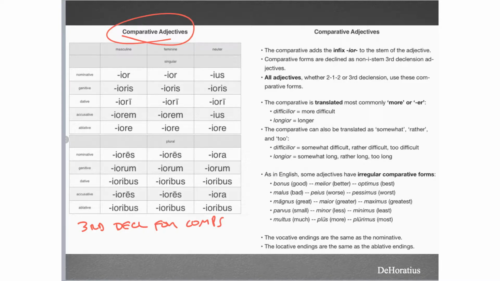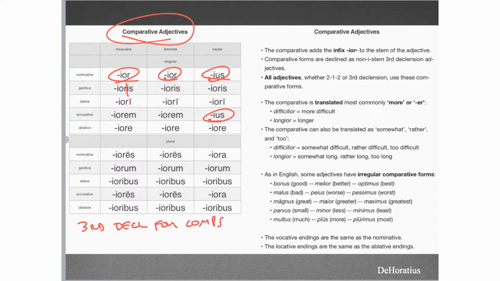And you can see that they are two-form third declension endings. So ior for the masculine and feminine, and then ius for the neuter. And then ior becomes the stem. Sorry, I wrote right through that. Ior then becomes the stem for all other forms. Of course, ius is the accusative singular neuter because we know that neuter nominatives and accusatives are the same.